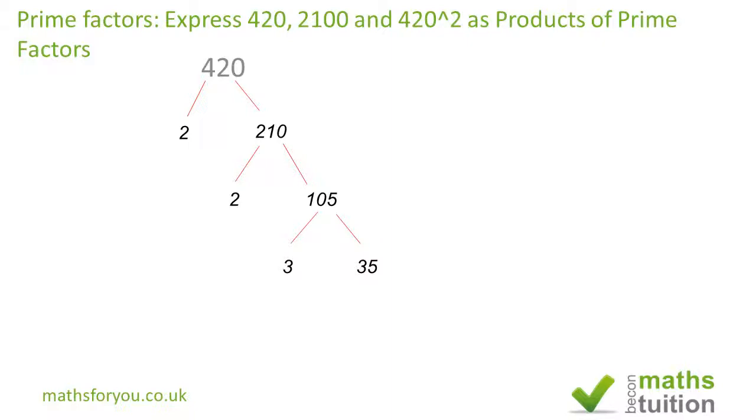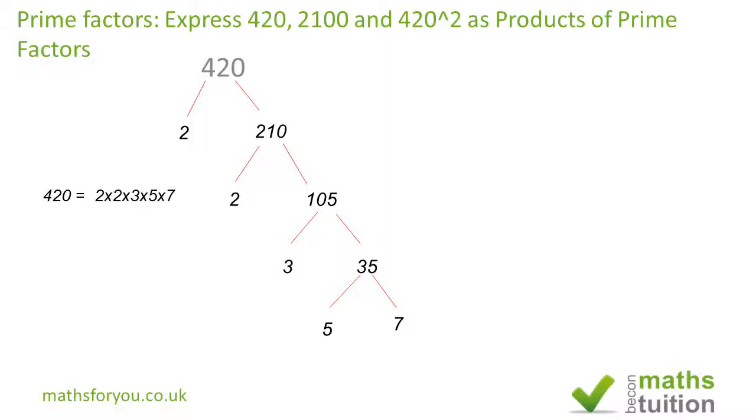Now, still with 3, can we divide 35 by 3? The answer is no, because 3 plus 5 gives us 8, and 8 is not a multiple of 3. Now, because this ends in 5, we can divide this number by 5. So if you divide 35 by 5, you end up with 7. And then we stop, because 7 is a prime number. So in effect, 420 is 2 times 2 times 3 times 5 times 7, as we've got here.